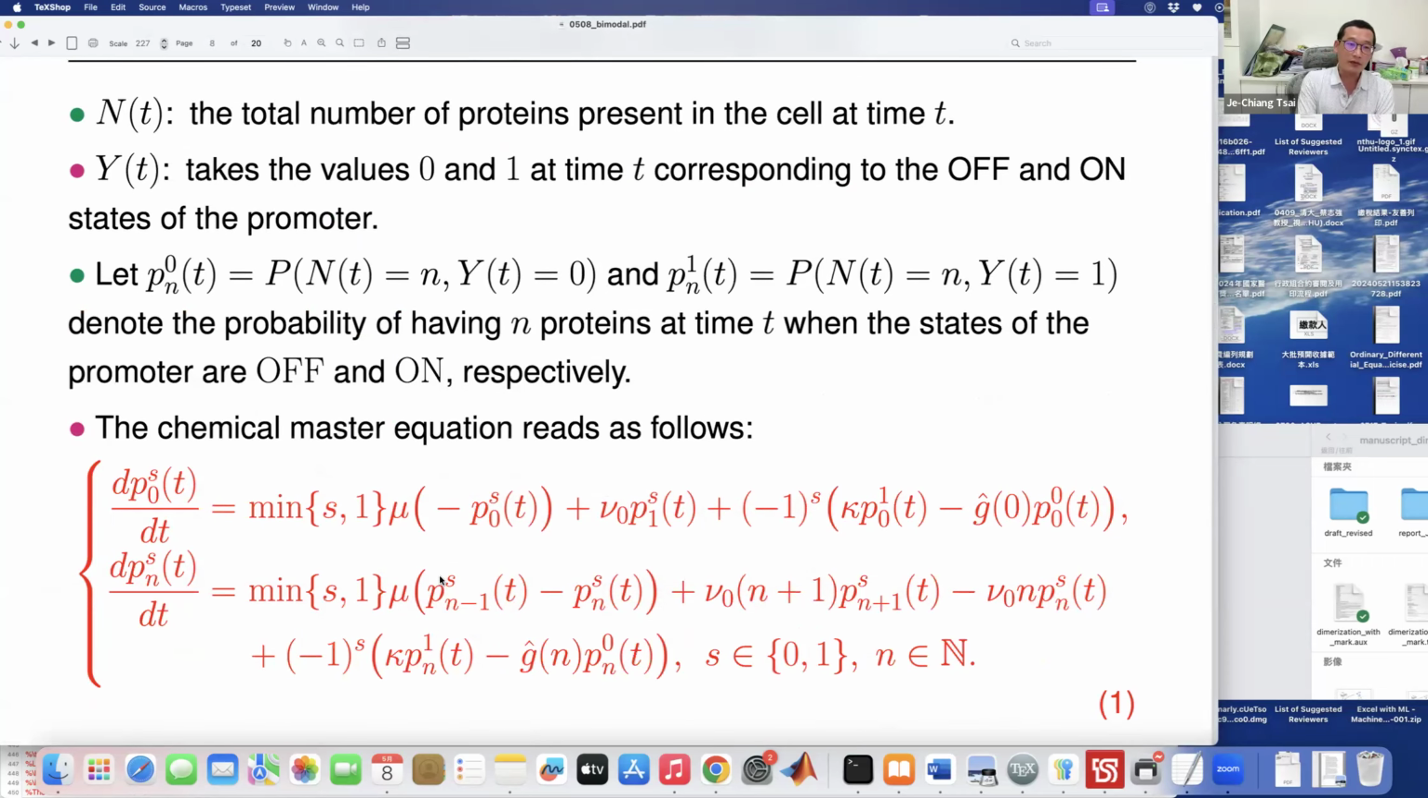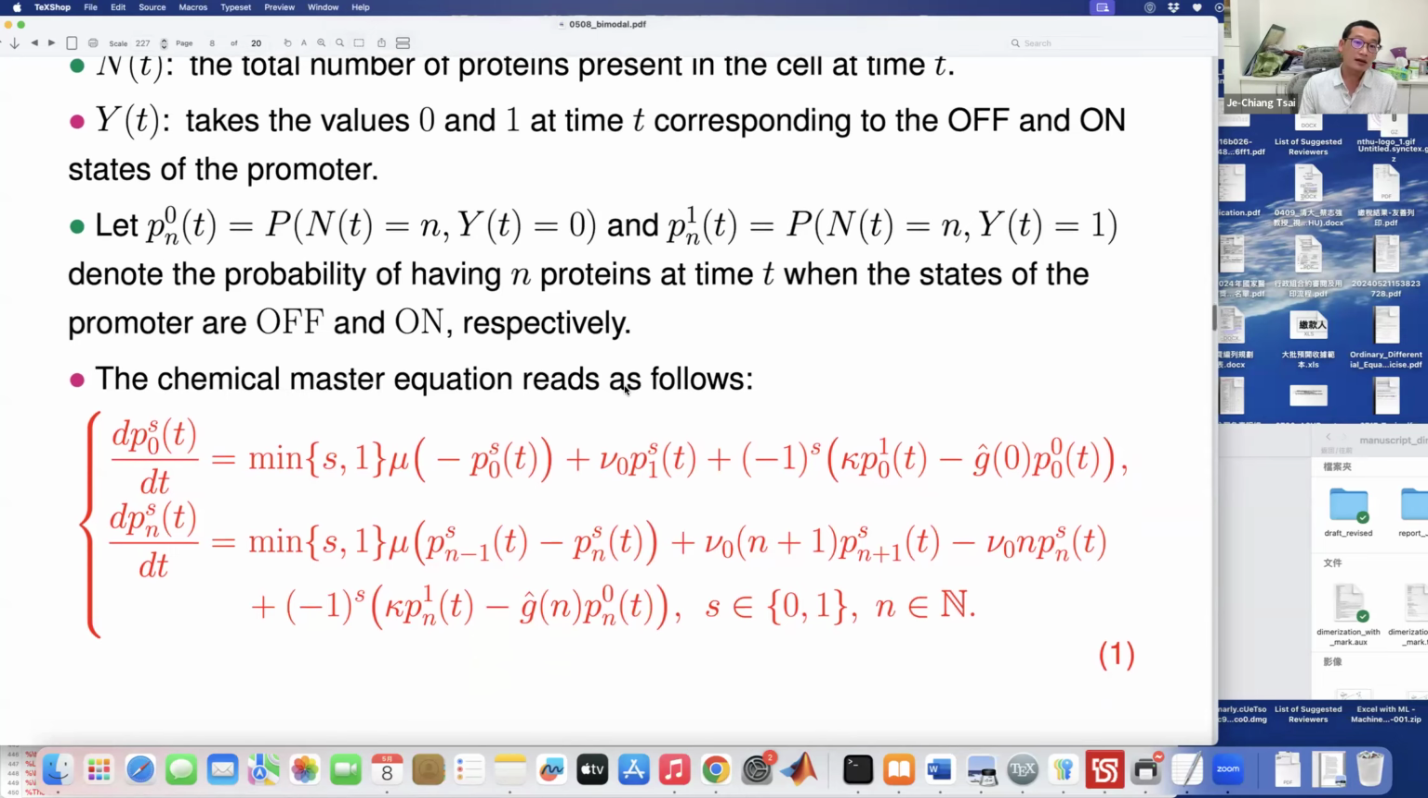So I write down the governing equation for this model. If we let this be the probability that we have a total number of protein at the end, and this means that the DNA is at the off state or in the active state, and this probability means that the total number of protein is small n, and the DNA is inactive.